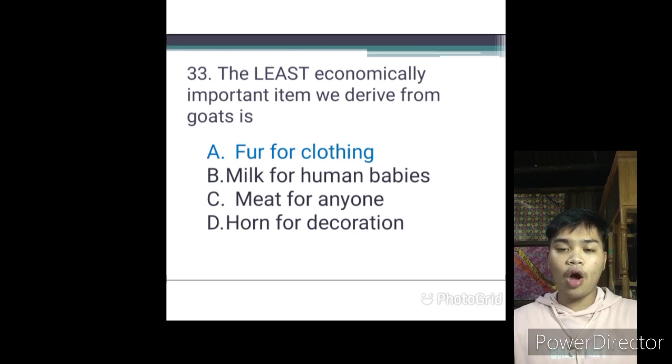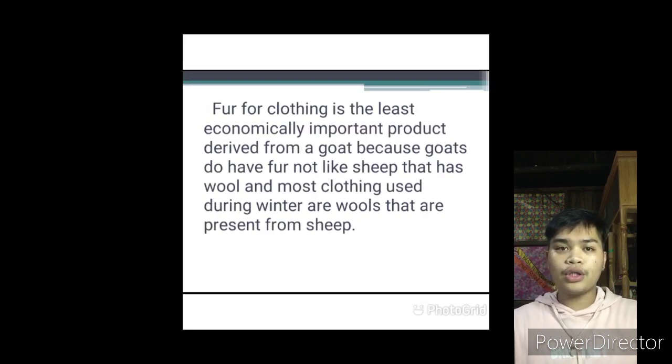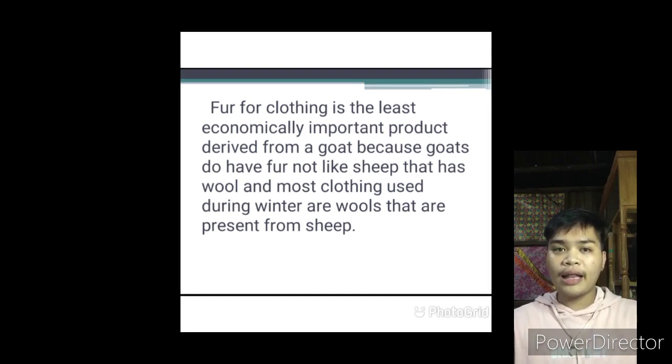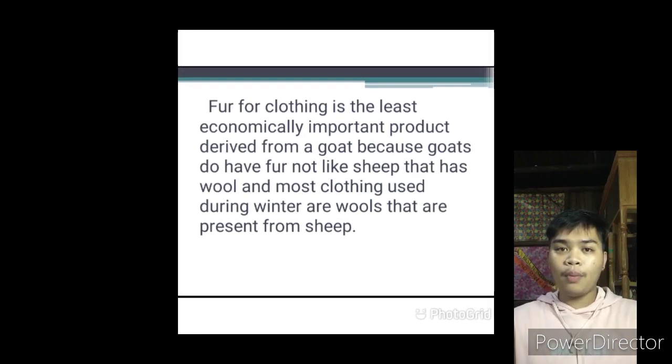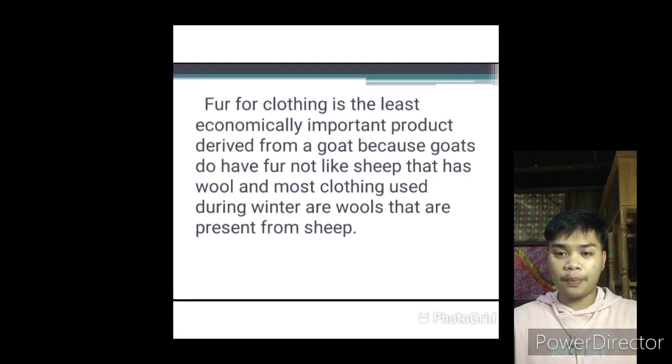It is the least economically important product derived from a goat because goats do have fur, not like sheep that has wool, and most clothing used during winter are wools that are present from sheep.